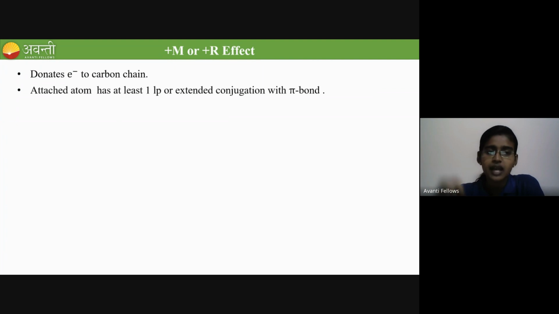And the attached atom has at least one lone pair or extended conjugation with the pi bond. I'll show you an example. So you can see here, we have a compound and the name of this compound is phenol. And I have an atom with two lone pairs. Since it is a phenol, oxygen has two lone pairs. So usually there should be at least one lone pair in your compound, or extended conjugation. Extended conjugation means alternating pi bond containing system. Got it? Now what happens?